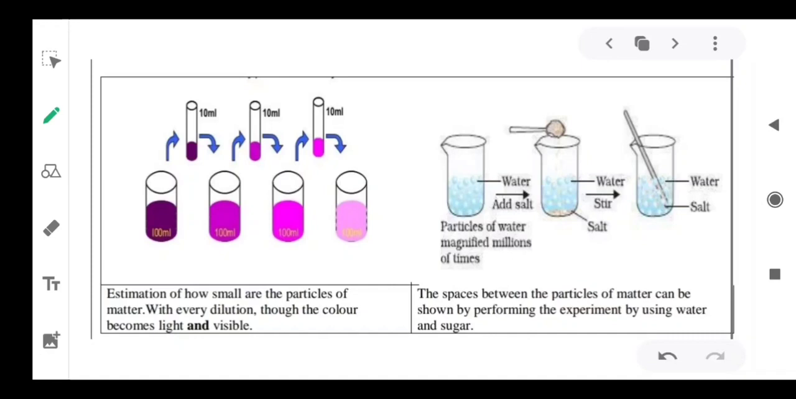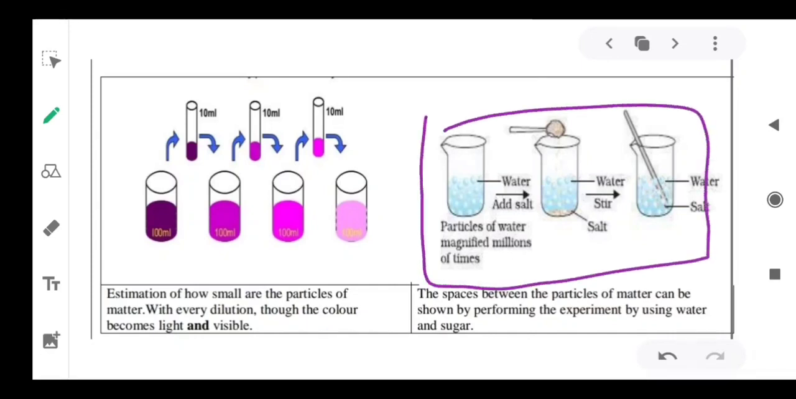Look, here it is clearly visible. The space between the particles of matter can be shown by performing the experiment using water and sugar also.